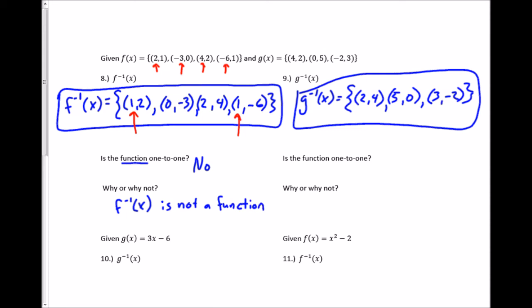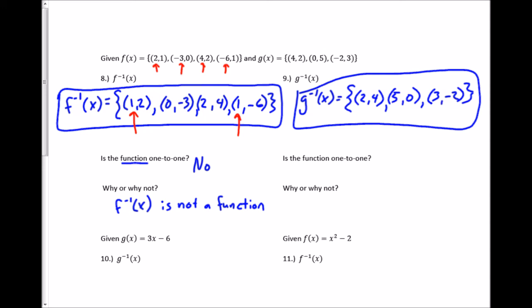When we talk about 1-to-1, it's essentially a step up from a function. A relation is a set of ordered pairs. Then a function, every x value has exactly one y value. And then 1-to-1 is a function, so every x has only one y, but every y also has only one x.